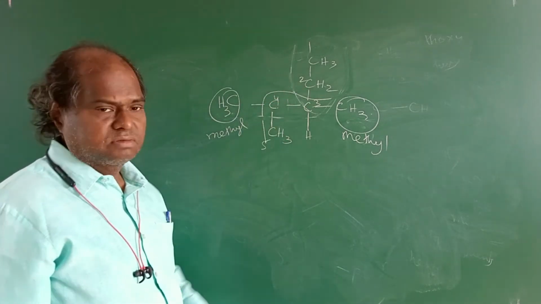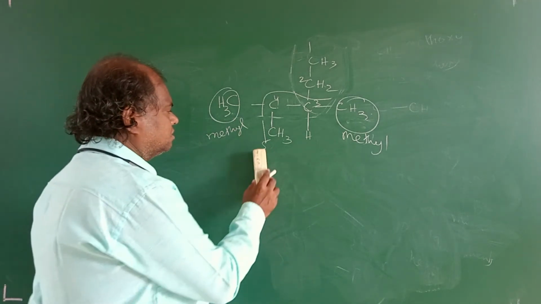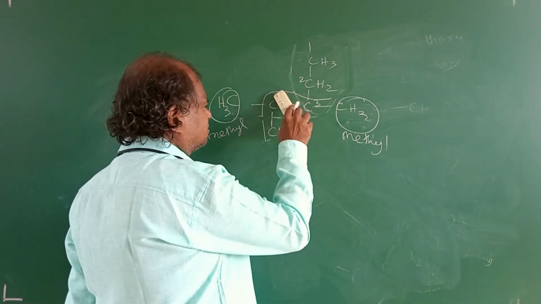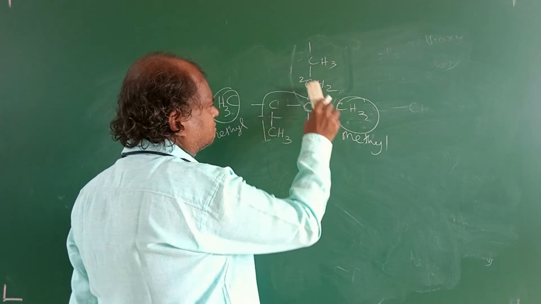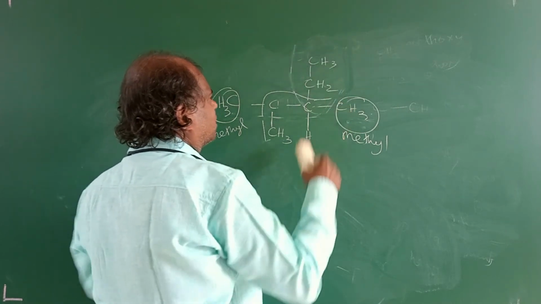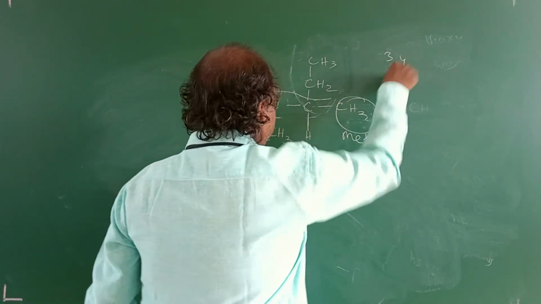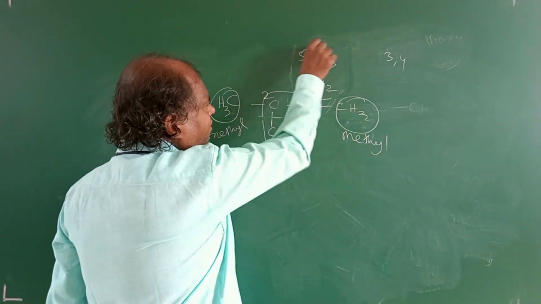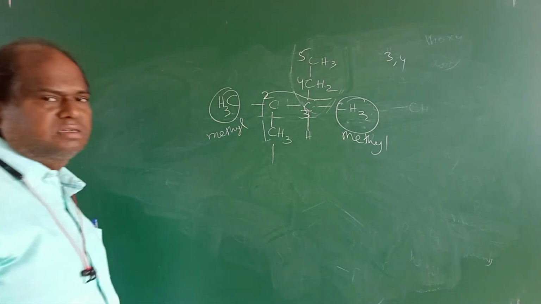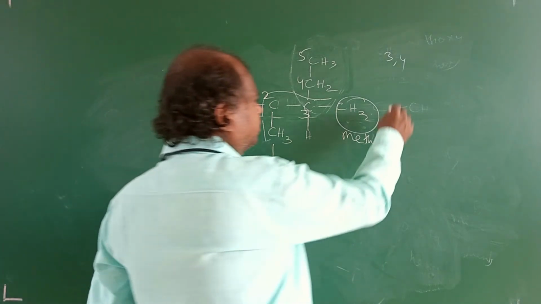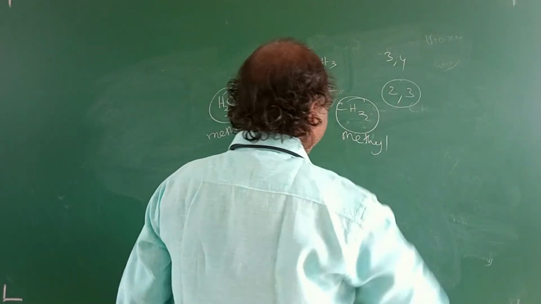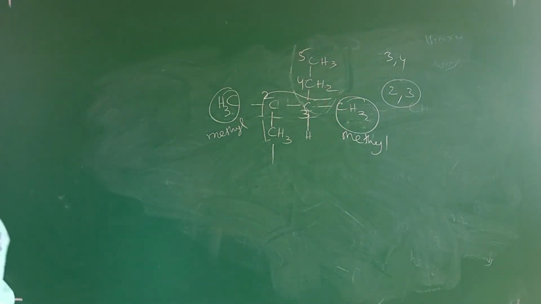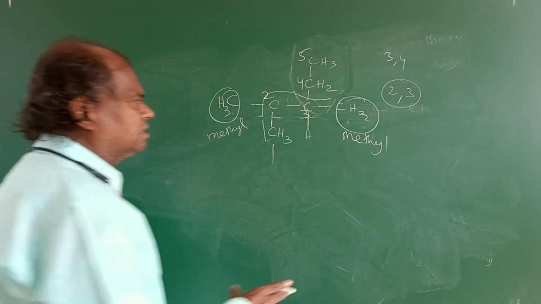Suppose you do like this, then what will be the answer? So earlier we got 3, 4. Now let us see what will we get. 1, 2, 3, 4, 5. Correct? So now students you'll get 2, 3. Correct? Now 2, 3 is better. Okay, 3, 4 is a bigger number, like 2, 3 is better.